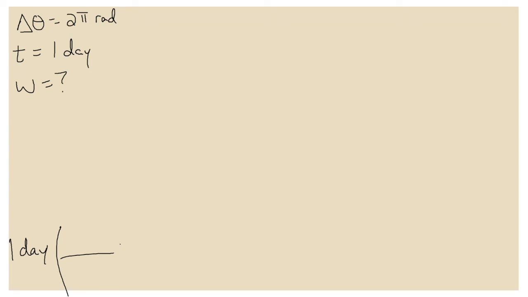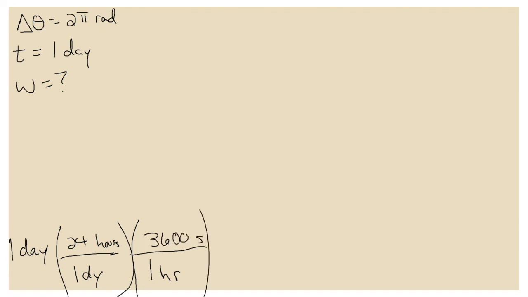Since I'm assuming most of you don't know that, you could always use the idea here that a day is 24 hours, and then, of course, 1 hour is 3,600 seconds, right? 60 minutes in an hour, 60 seconds in a minute, so you get 3,600. And, of course, 24 times 3,600 is 86,400. And since the day here cancels the day there, and the hour there cancels the hour there, we're left over with units of seconds. So 1 day is 86,400 seconds.